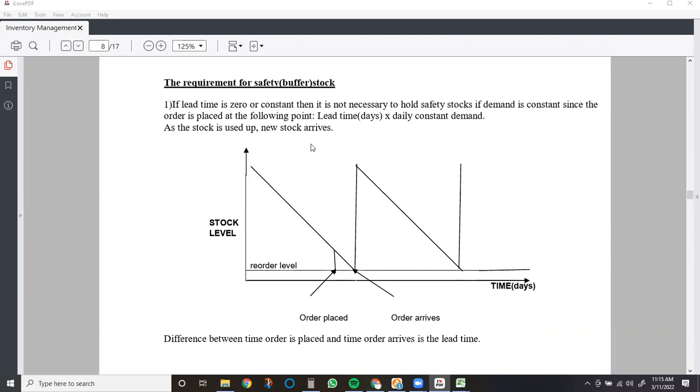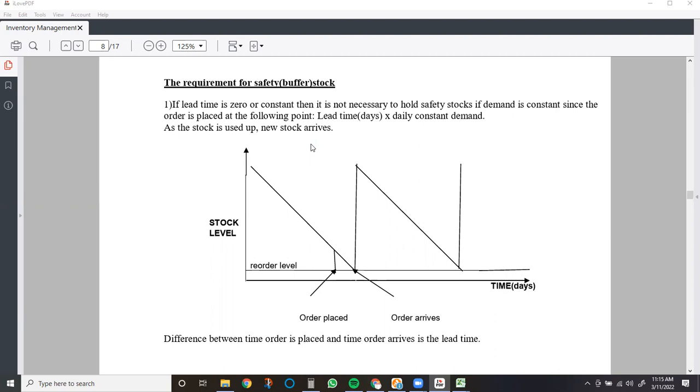Demand is known with certainty. Lead time is constant, or best case scenario, 0. But even if it's constant, it means that any time an order is placed, it would be received in the specified time, say 3 days. So all that means is that the order must be placed 3 days before stocks run out.